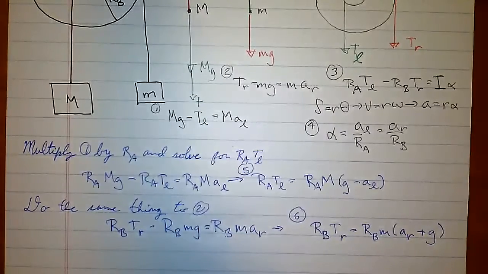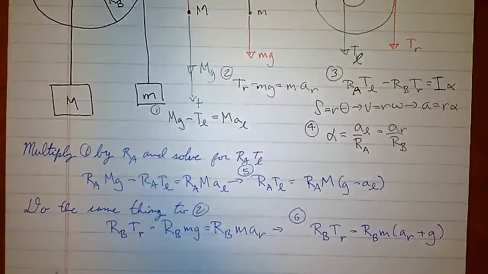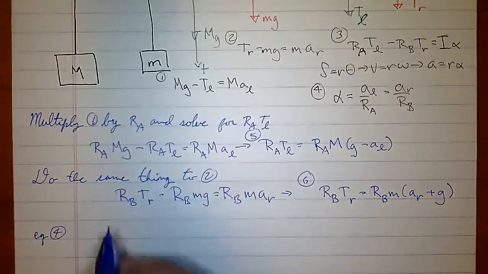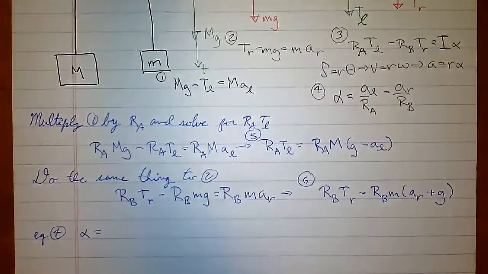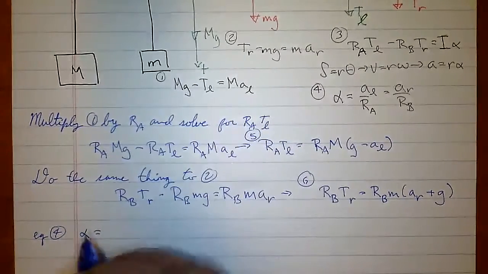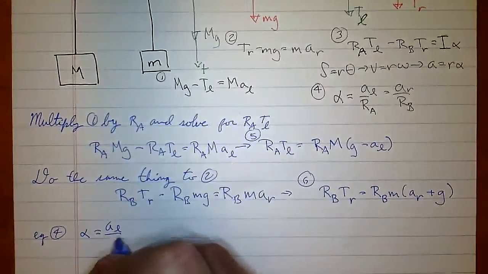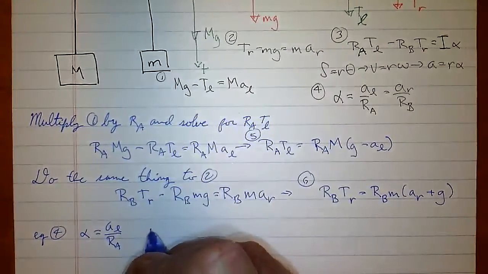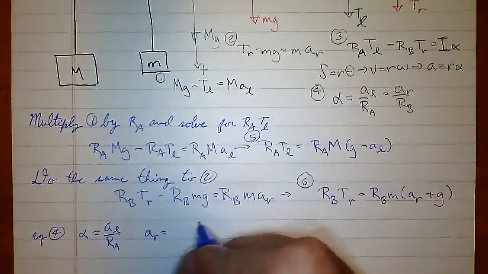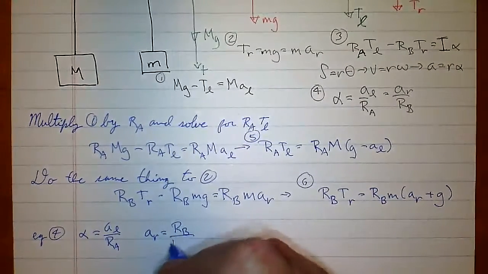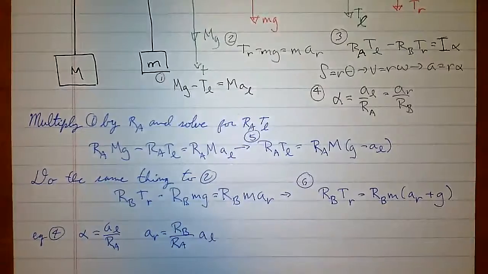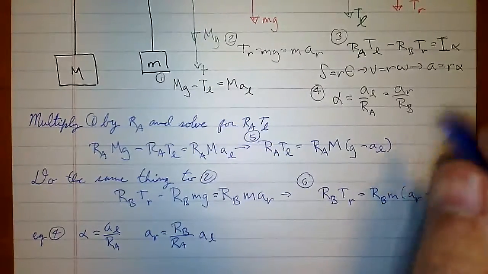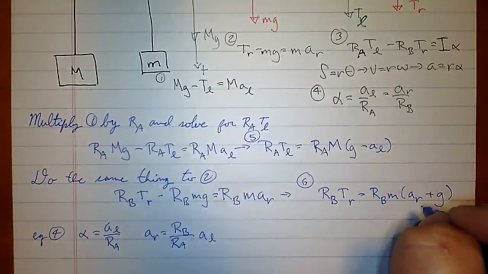So let's do that. So I'm going to take equation 4 and I'm going to recognize that alpha is in fact equal to AL over RA. And I'm going to recognize that AR is going to be equal to RB over RA times AL. And I'm going to plug these into 3 and 6.